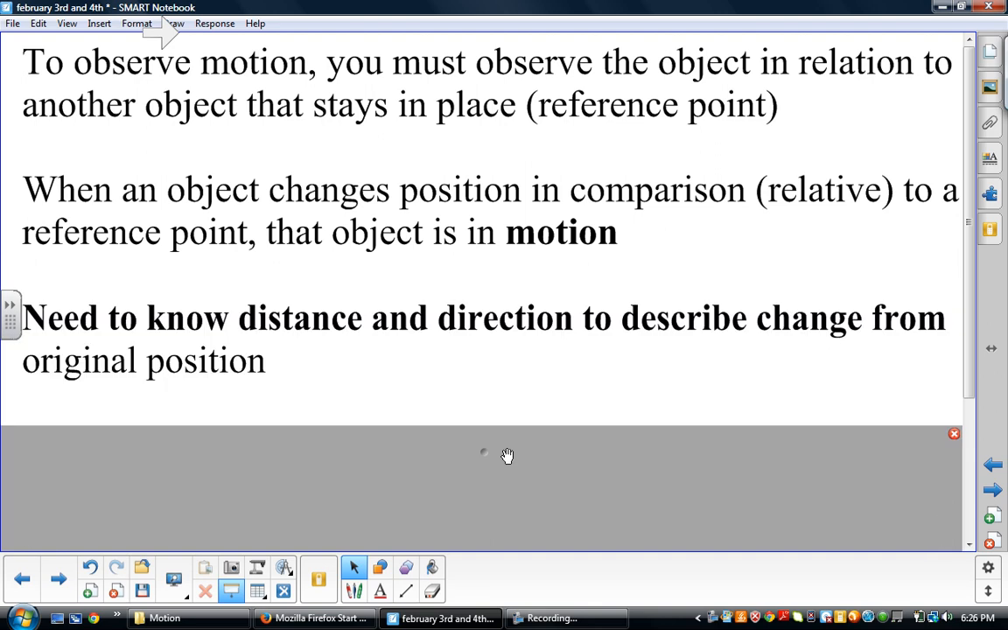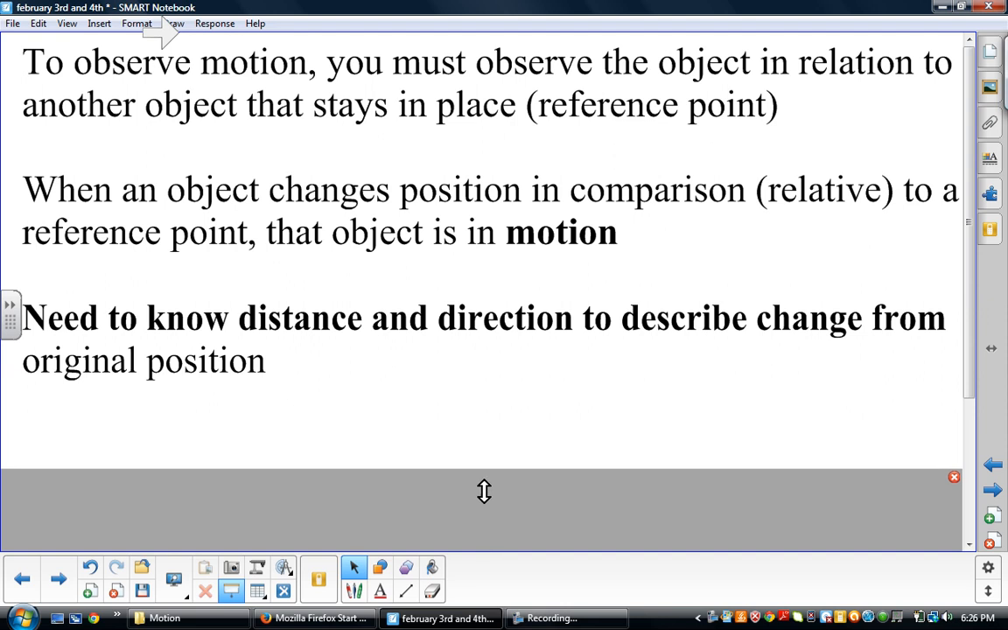If you really want to talk about motion, you need to know both the distance the object moved and the direction that it moved. And that will allow you to describe the change in position, and that will allow you to describe its motion. Probably seems a lot more complicated than it needs to be, but that's because you're in high school now and it's time to start learning what things really mean.